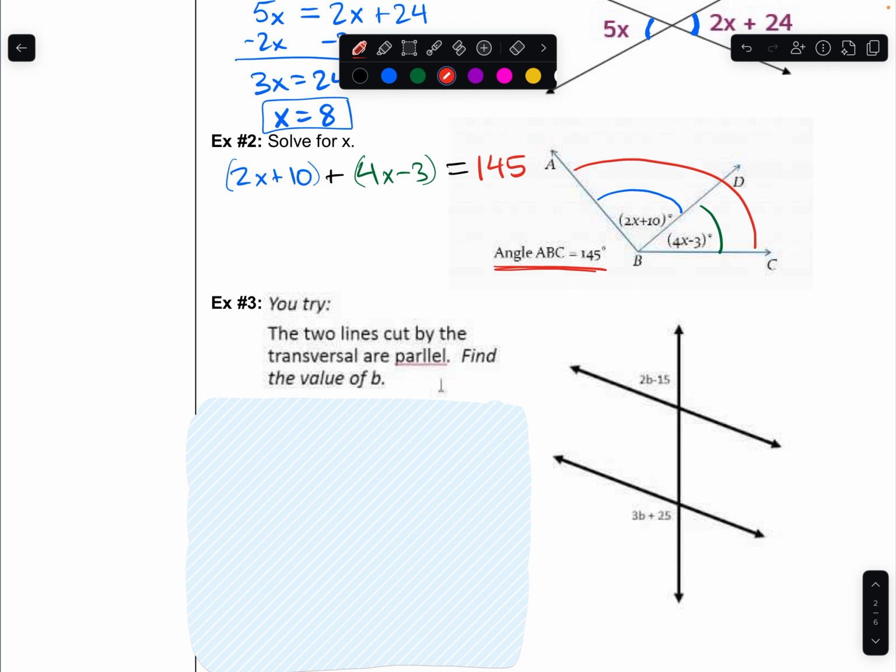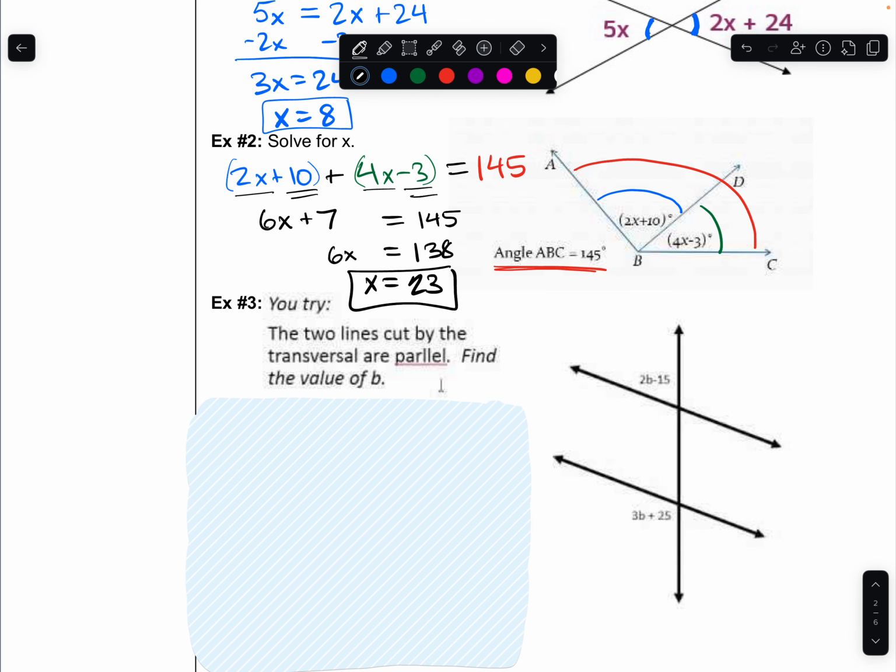So again, I can solve this for x. I could start by combining my like terms. 2x plus 4x is 6x. And I've got a 10, but I need to subtract 3. So 10 minus 3 is 7. It's still going to equal 145. If I subtract 7 from both sides, I'll just have 6x on the left side of the equal sign. And 145 minus 7 should give me 138. If I divide both sides by 6, I'll have x equals 23.